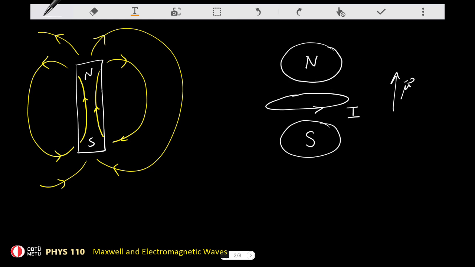It appears that there are some kind of reasonable magnetic charges in there called north and south, but there aren't actually. We know that the electric currents actually produce these.